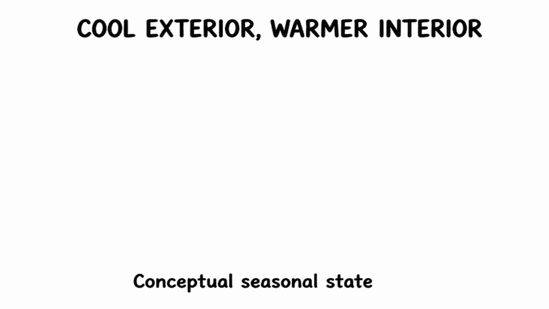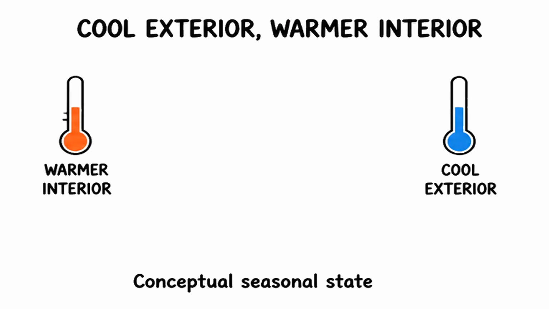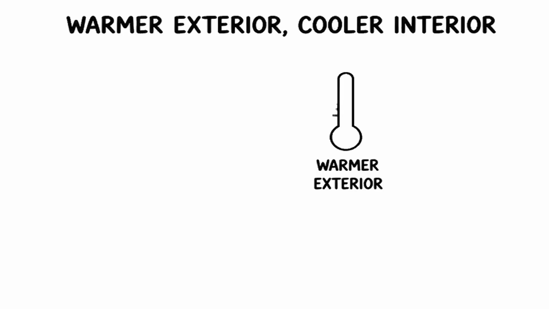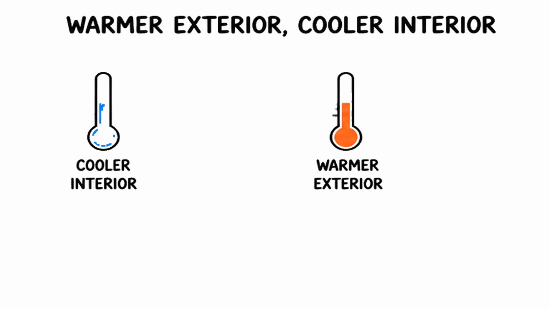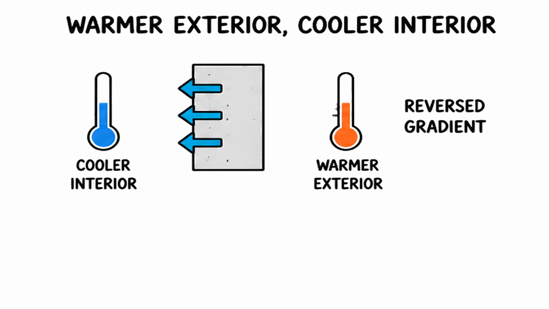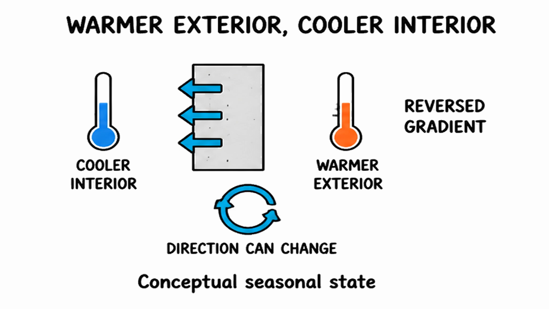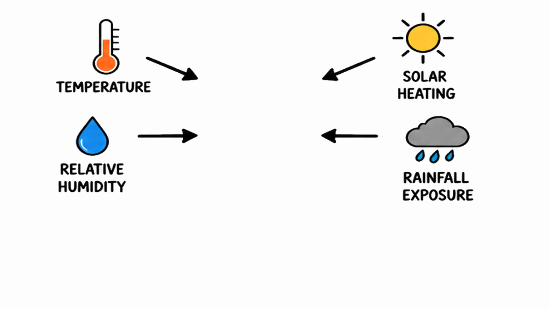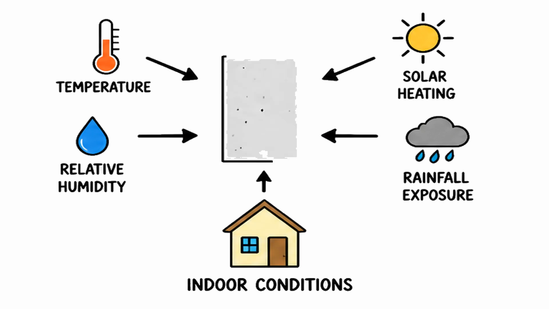Drying conditions can change. When the exterior is cool and the interior is warmer, vapor pressure pushes one way across the wall. When the exterior is warmer and the interior is cooler, the gradient can reverse, and cyan arrows may change in direction and strength. Drying is not fixed in one direction forever. Temperature, relative humidity, solar heating, rainfall exposure, and indoor conditions can change the vapor pressure conditions across the wall.